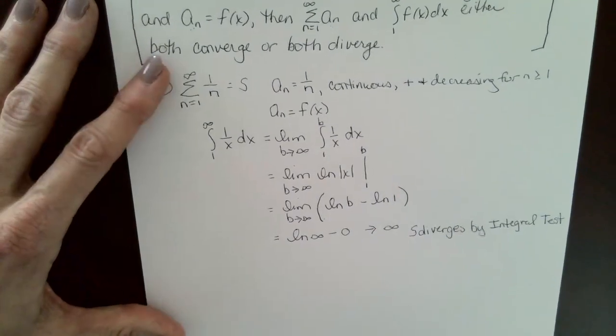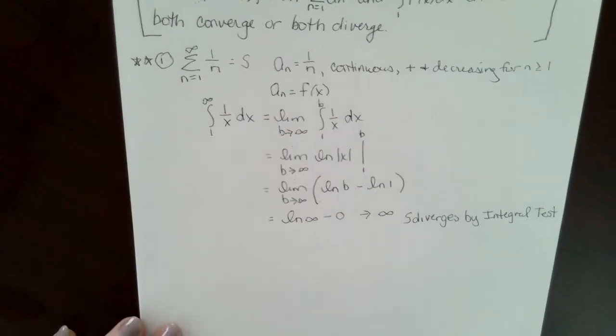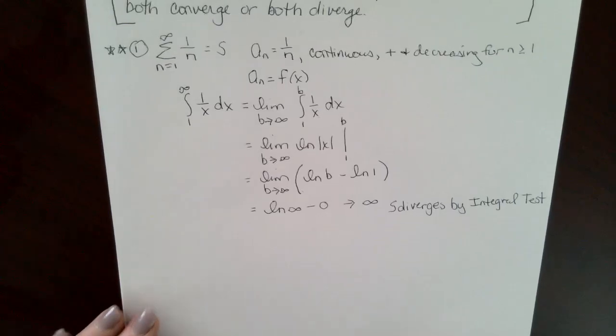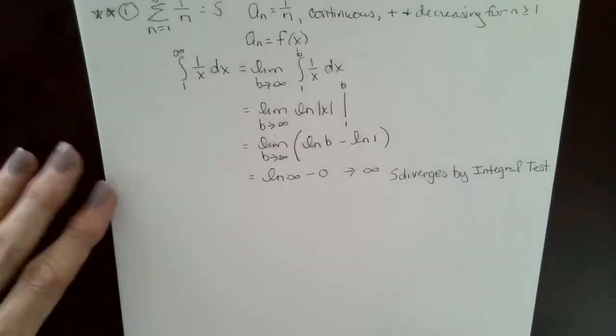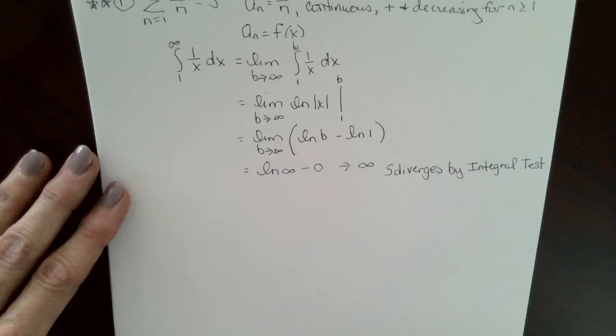Again, we knew it was going to diverge. We just are using that for the integral test so we could see it. Are we okay? Yes. We good?